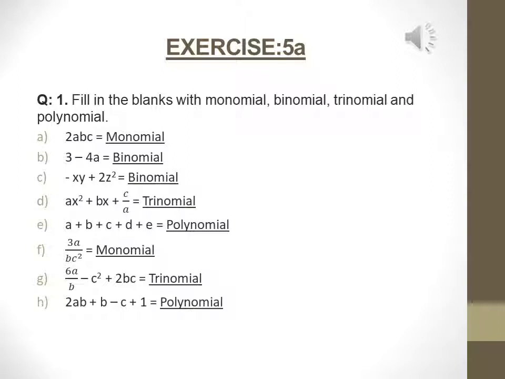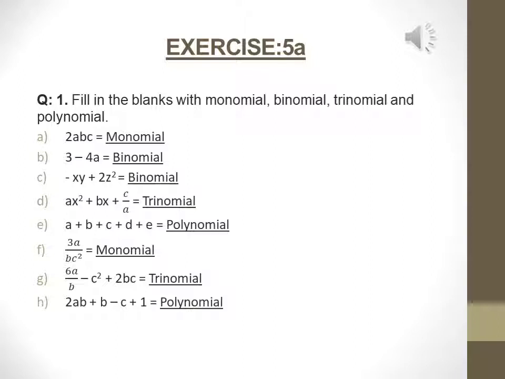c minus xy plus 2z square, here we have 3 terms, so it is trinomial. Part D, ax square plus bx plus c over a. In this case, we have 3 terms, so it is trinomial. Part E, a plus b plus c plus d plus e. In this case, we have 1, 2, 3, 4, 5 terms, so it is polynomial.